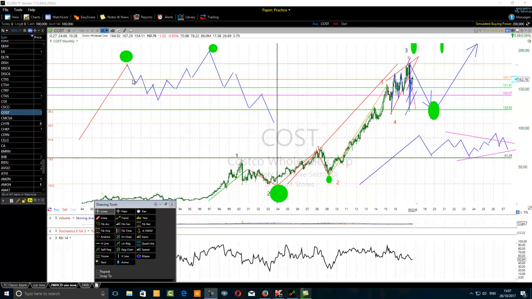Then the price came down 1, 2, 3, 4, 5 to this point. Then it goes up again 1, 2, 3, 4, 5 to this point here. And then it came down 1, 2, 3, 4, 5 down. So tell me which corrective wave pattern we have here. Is it 5, 5, 5?